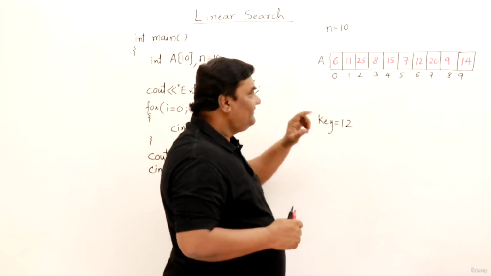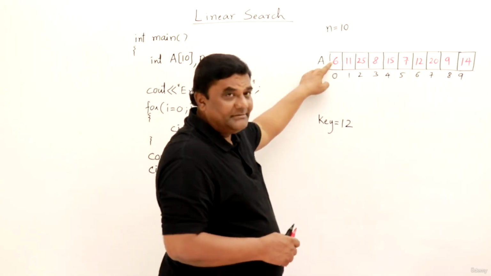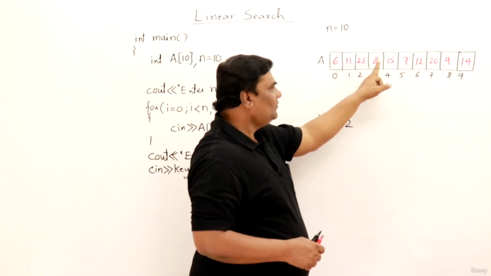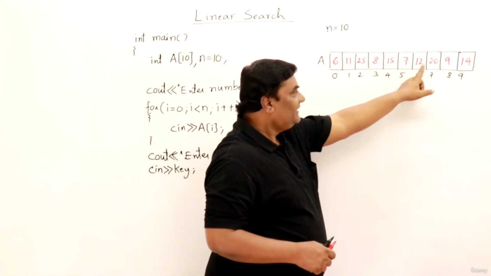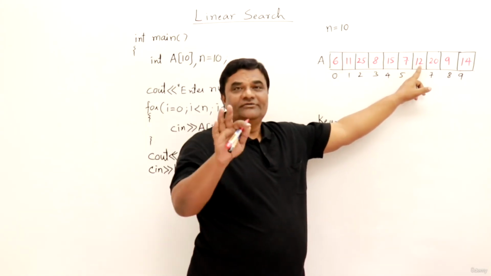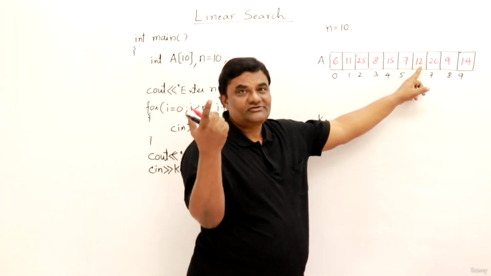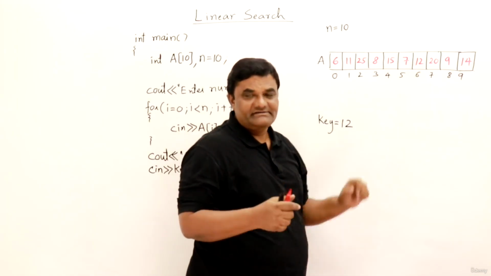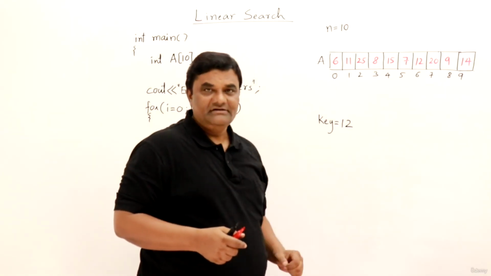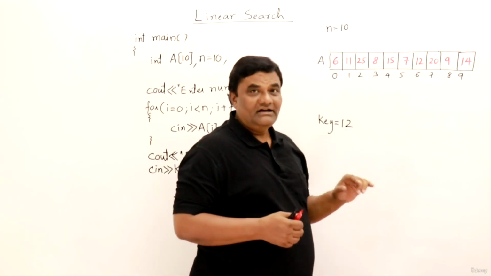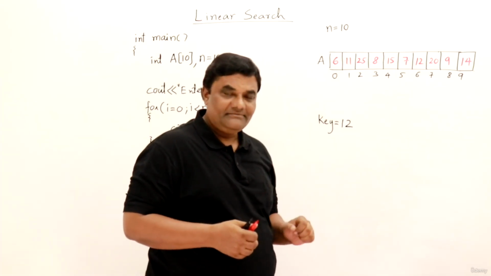For finding 12, we'll start from here, checking the elements one by one. Is it 12? No. Is it 12? No. Is it 12? No, no, no, no. Yes, it is found. So we stop here. Once we get the element, the search is successful and we stop. We got the index 6. This is the search method. For searching that, I have to compare all the elements one by one until I reach that element.